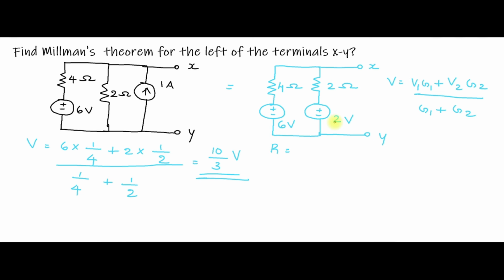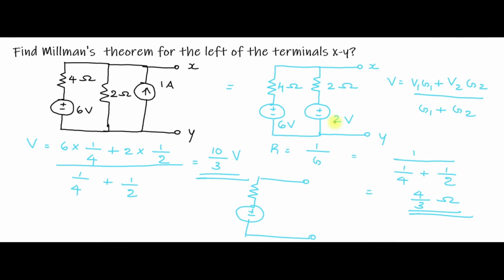Then R is equal to 1 by G, that is equal to 1 divided by 1 by 4 plus 1 by 2. So you will be getting R as 4 by 3 ohm. So you got V and you got R. So you redraw this in this manner, that is a voltage source 10 by 3 volt in series with a resistance 4 by 3 ohm. Since load is absent, you can easily draw this circuit like this. This circuit can be replaced with an equivalent voltage source with a series resistance.